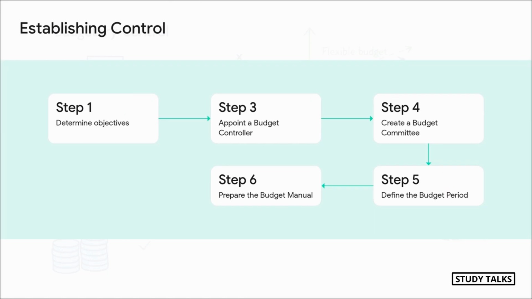And here's how you do it. These are the steps. You start by setting your goals, then you put the people and structure in place: you get a budget controller, you set up a budget committee with all the department heads, you decide on the time period, and then the final and really crucial step, you create something called the budget manual.